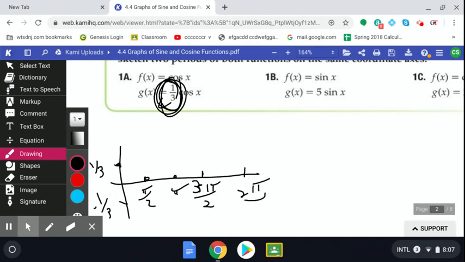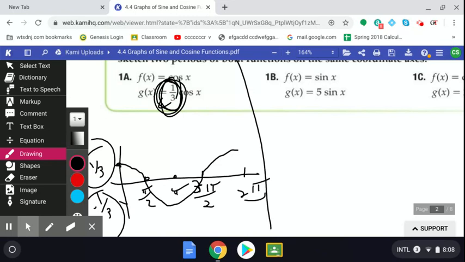So it's going to go, because it's cosine, from 1/3 to 0 to negative 1/3 to 0 back to 1/3. Okay? So what changes here is the amplitude. Instead of being negative 1 and 1, it's going to be negative 1/3, positive 1/3. In this case, the amplitude is going to be 5.